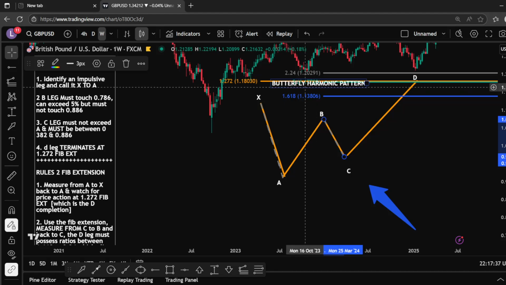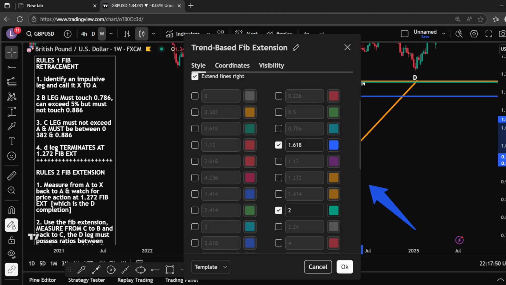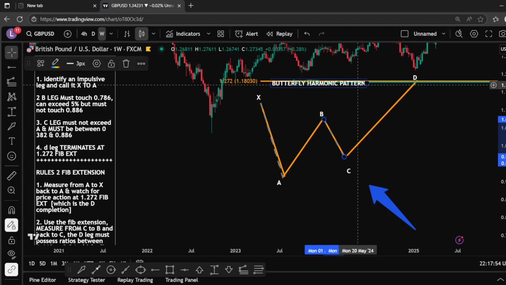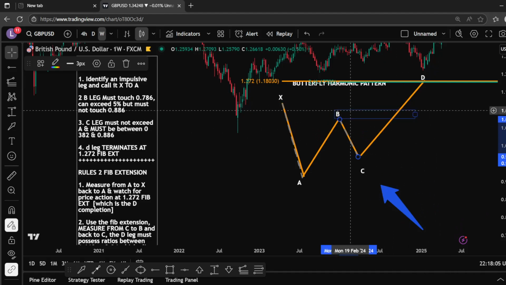Sorry, the 2 is just below the D, and the 2.24 is above. So the 2.24 number is the number that we don't need. Okay, so I'll just get rid of the 2.24, and I'll get rid of the 1.618, and then we'll use the 2.0 number that is just below the D completion. Okay, so this is how you measure your butterfly patterns.